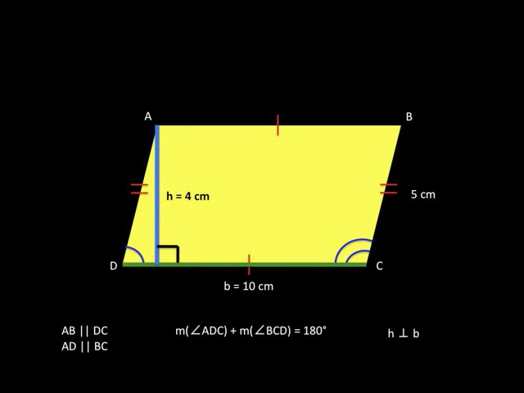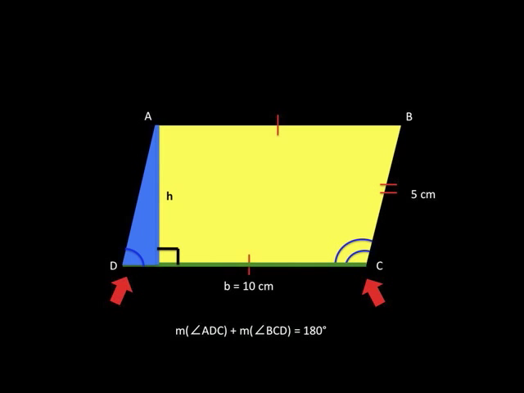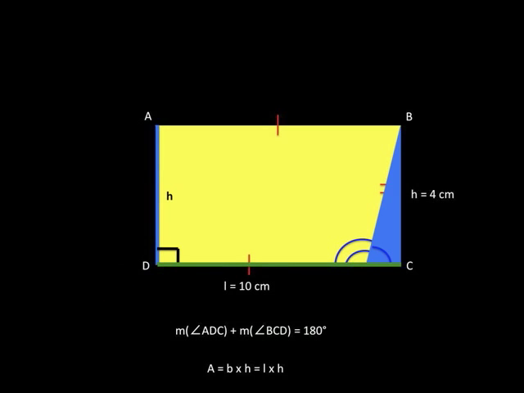What I do next may help you visualize why the area formula for a parallelogram is base times height. When I placed the line for height on parallelogram ABCD, I created a triangle. I'll make the triangle blue so it's easier to see. Because angle ADC and angle DCB are supplementary, I'll lift up my triangle that contains angle ADC and connect it to angle BCD on the other side of the parallelogram.